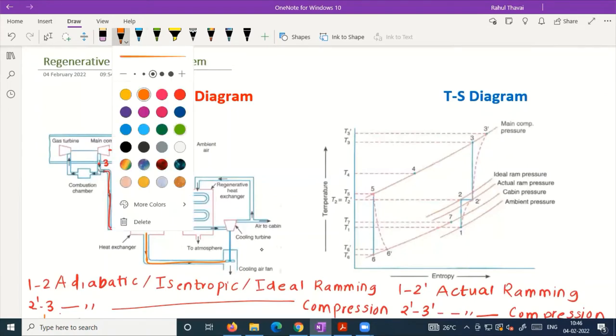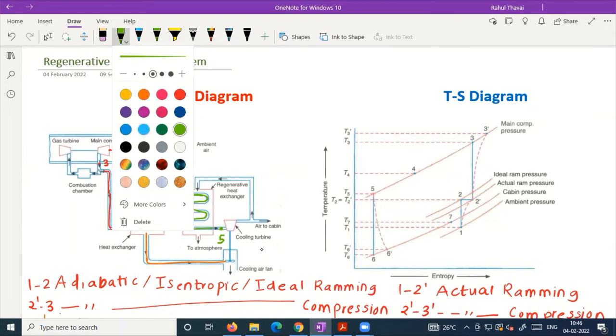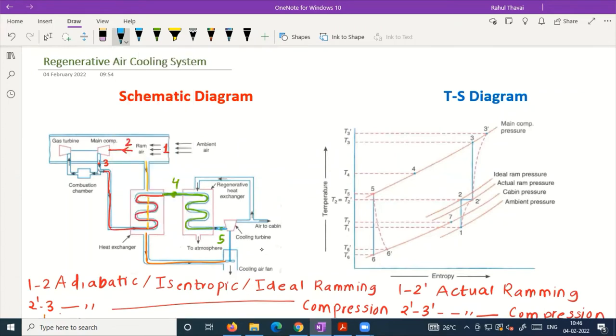So now I will supply the air here. This air will flow through the tubes of the regenerative heat exchanger. So what will happen? Again it gets further cooled. Let me plot point number 5 somewhere here, and I'll show it in a different color. It comes out at point number 5. It gets further cooled, as you can see.